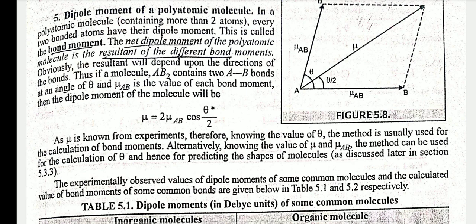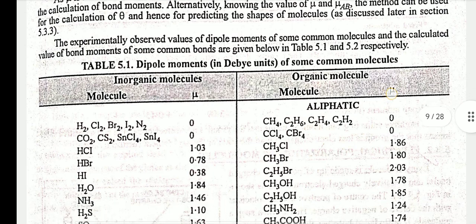Alternately, knowing the value of mu and mu AB, the method can be used for calculation of theta and hence for predicting the shapes of molecules. The experimentally observed values of dipole moment of some common molecules and the calculated values of bond moments of some common bonds are given below in table 5.1 and 5.2.